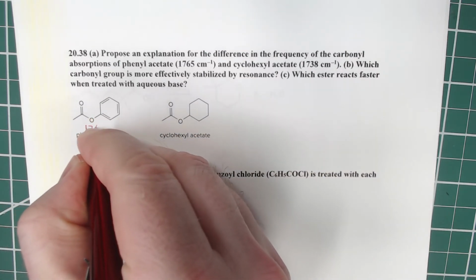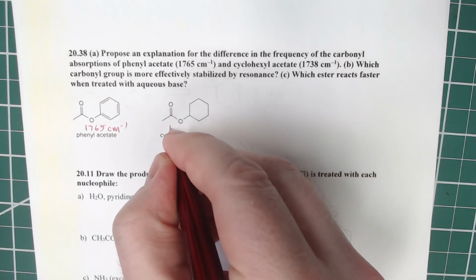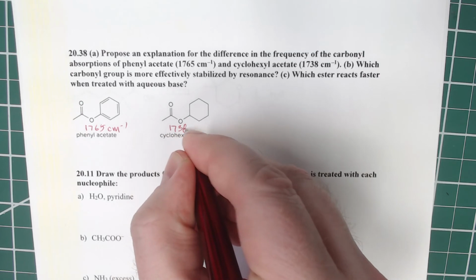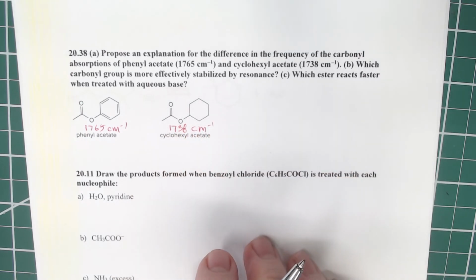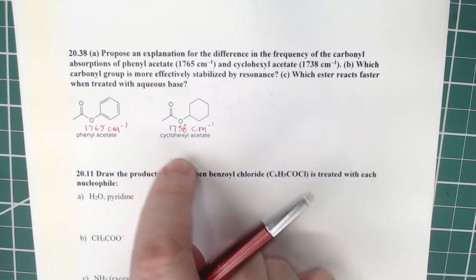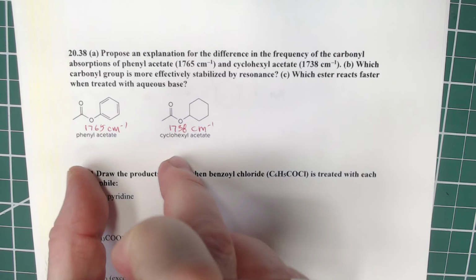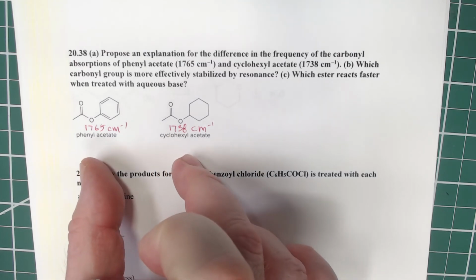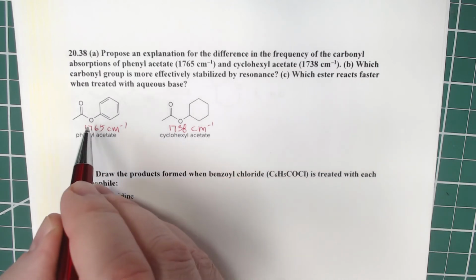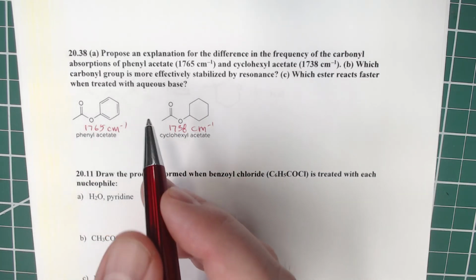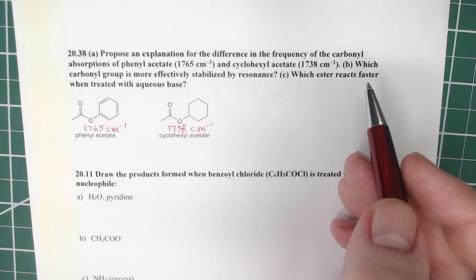So 1765 reciprocal centimeters for the carbonyl and 1738 reciprocal centimeters for this cyclohexyl acetate. Well, that's a pretty significant difference considering that these are both esters. Most esters are going to be closer to this. So what is it that makes this one different? Why is it that we get such a difference? Well, the difference is the quality of the leaving group.